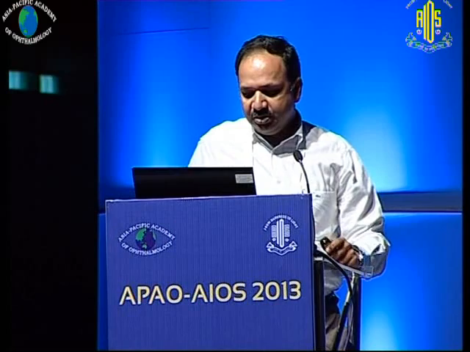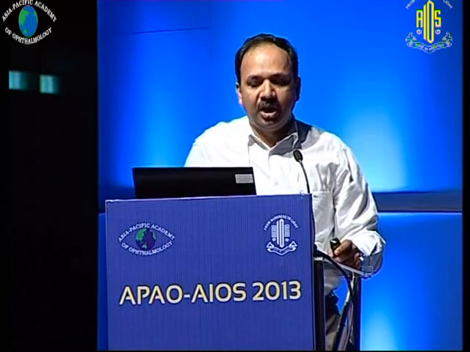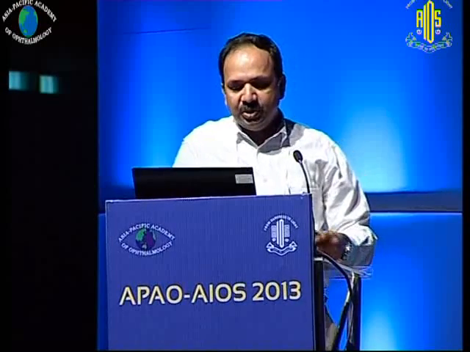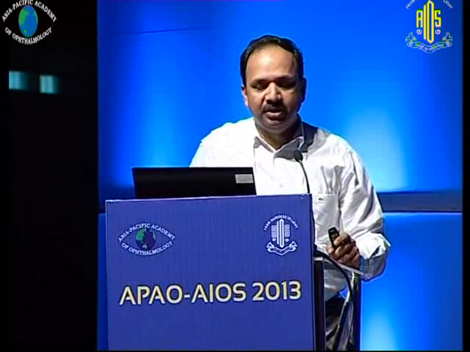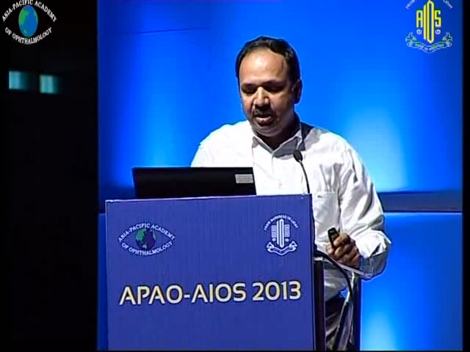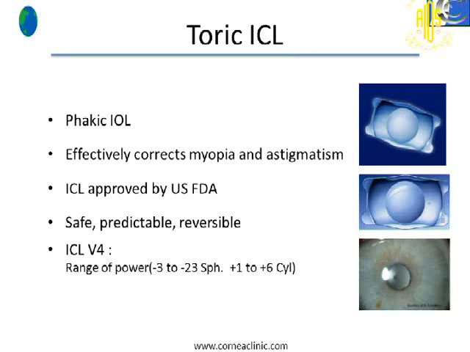This was a case report in 2 cases where they used the Verisyse iris-supported phakic IOL with good outcome. This was another one where they did Intacs first, followed by the Verisyse intraocular lens implantation. And another paper published in 2007, 3 eyes of 2 patients, where they did Intacs followed by the posterior chamber toric collamer lens, and they had good outcome.